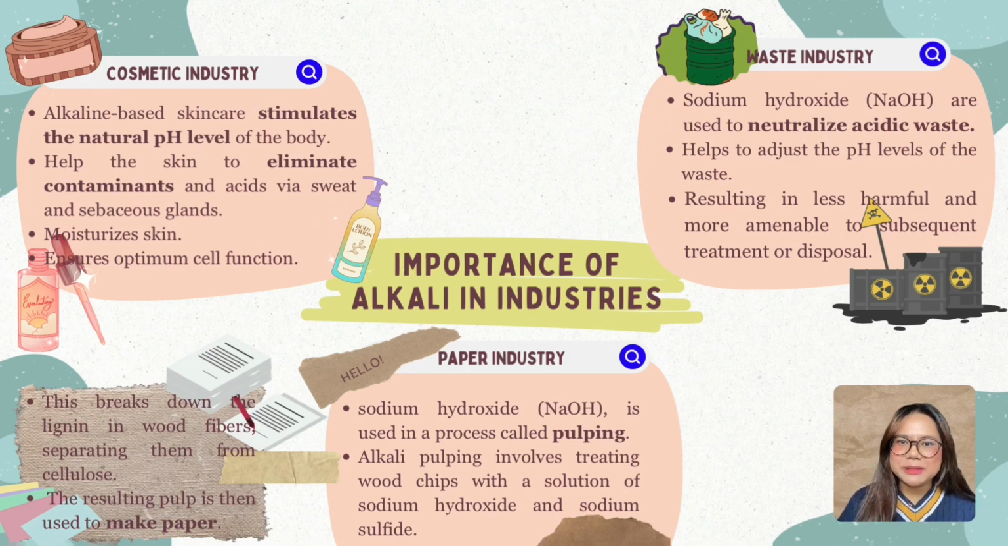In the paper industry, alkali, particularly sodium hydroxide, is used in a process called pulping. Alkali pulping involves treating wood chips with a solution of sodium hydroxide and sodium sulfide. This breaks down the lignin of wood fibers, separating them from cellulose. The resulting pulp is then used to make the paper that we use now.